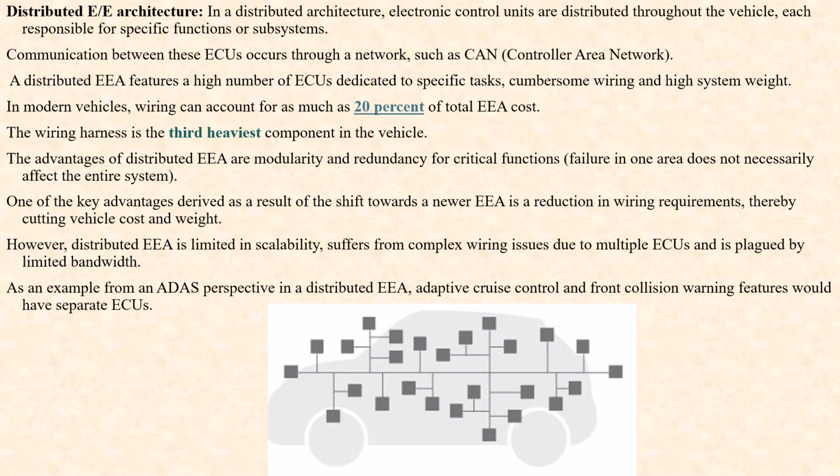Hello again. Now to pick up where we ended the previous video, we will first talk about the distributed EE architecture. Distributed EE architecture means sometimes more than one ECU can be used for one application. For example, for ADAS maybe two ECUs, for communication more than two ECUs. So for every application there are several ECUs which are distributed along the length and breadth of the vehicle.